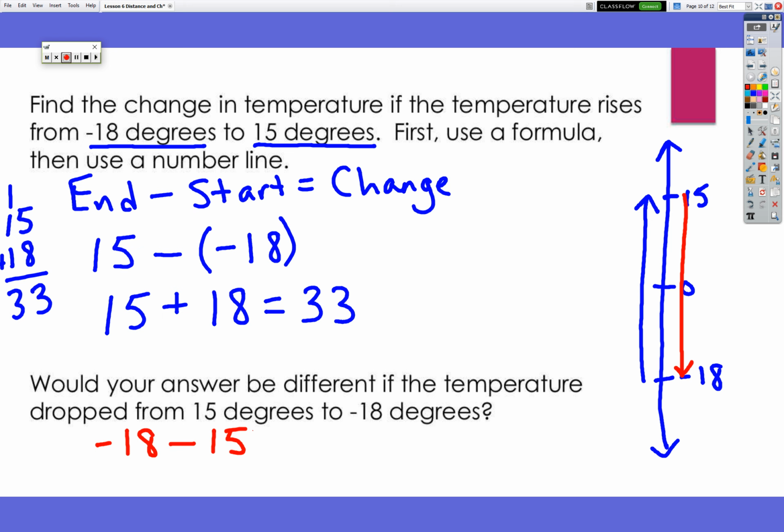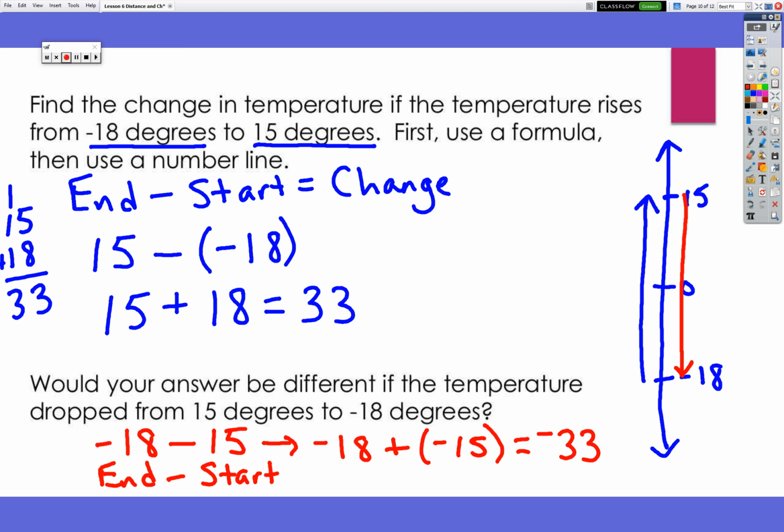If it dropped from 15 degrees to negative 18 degrees, negative 18 is our end, minus 15 degrees, which is our start. Now, if I write this as adding the opposite, I still start with negative 18. I add the opposite of 15, which is negative 15. Same signs, add and keep, and I keep my sign. So it is a change of negative 33 because the temperature went down, and going down is negative.